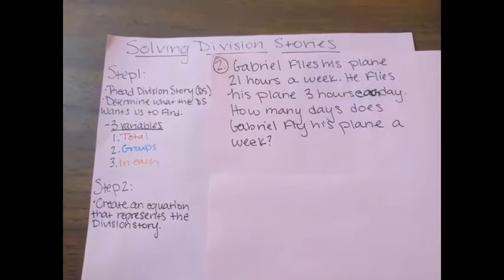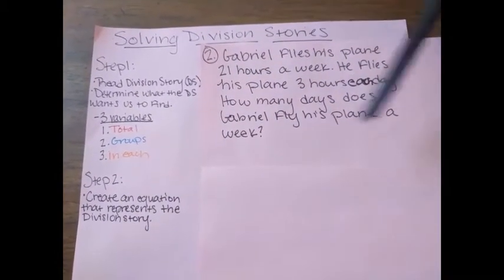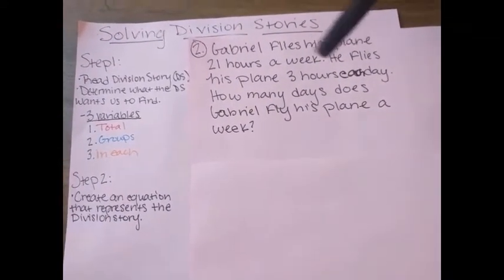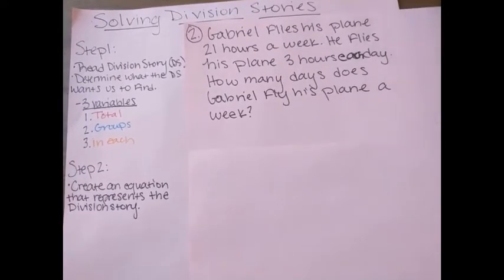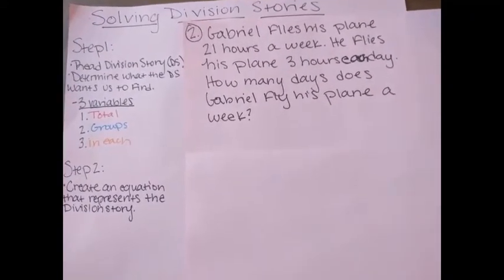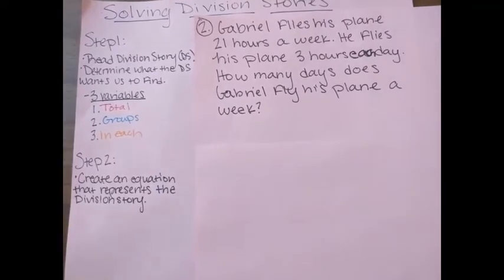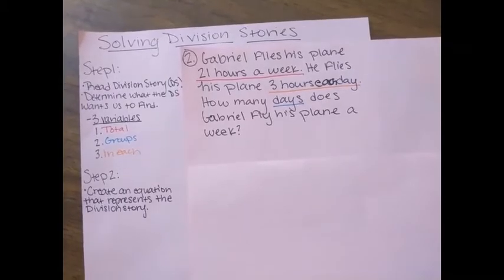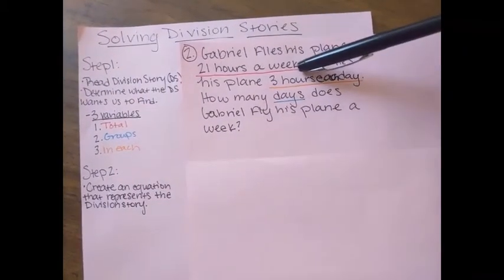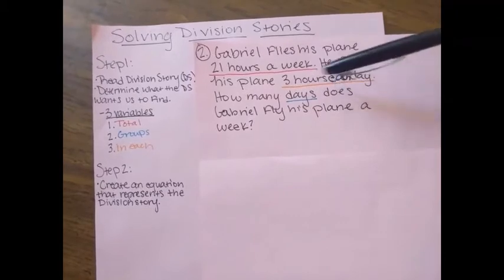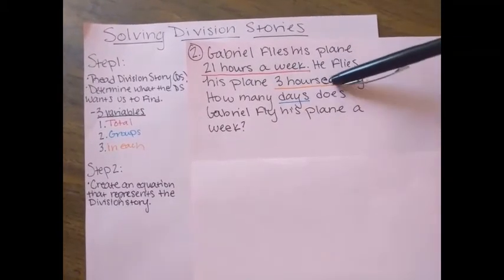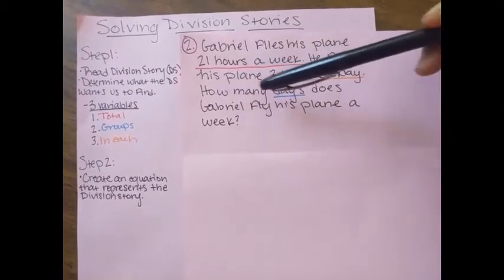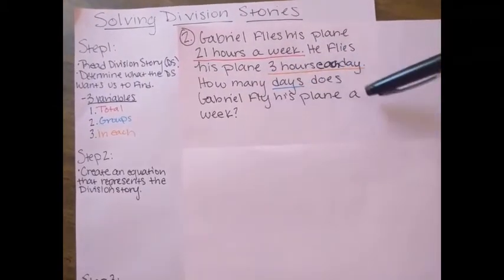What is this asking us? Take 10 seconds to highlight the information for our total, our groups, and our in each. When we come back, we should know what the division story would like us to find. On our second example, it gives us a total in 21 hours a week. It gives us an in each with 3 hours each day, and it asks us to look for our groups with how many days does Gabriel fly his plane a week.